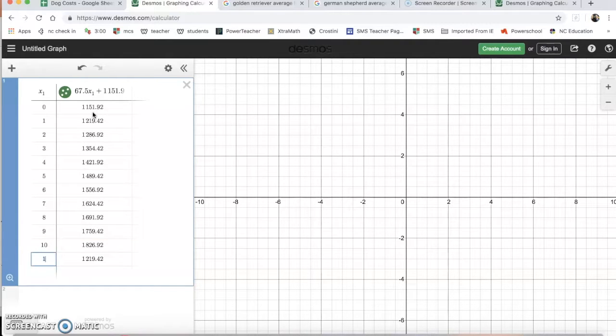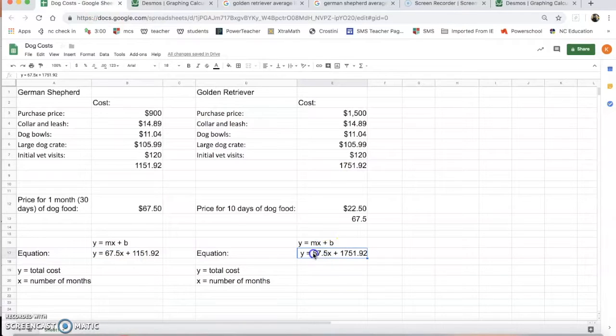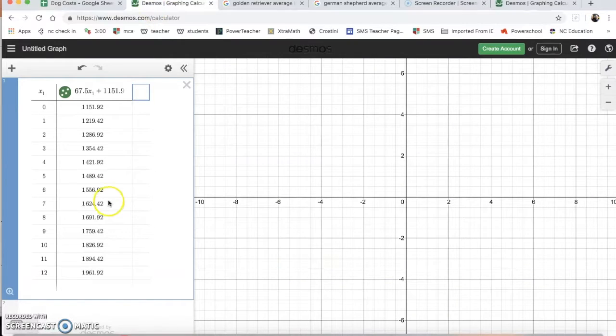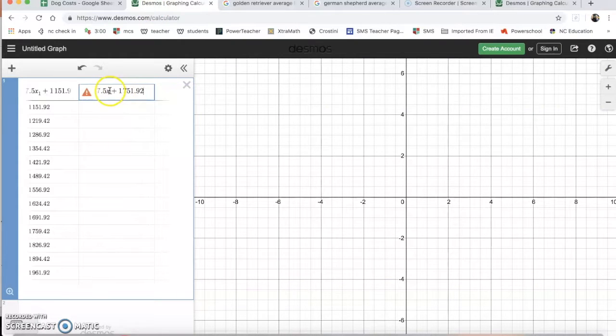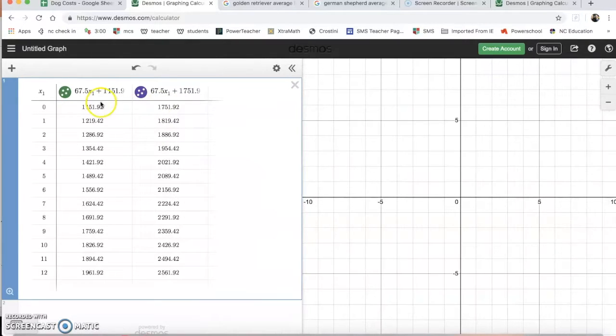And so that will represent months 0 to 12 for a German Shepherd. And then I'm going to go over to this column and pull the expression from the Golden Retriever equation and place that in this column. And once again, I want to use these same x values that I had chosen, so I'm going to make that a subscript of 1. And then you can do a comparison between the price of the German Shepherd and the price of the Golden Retriever, which is the purple.